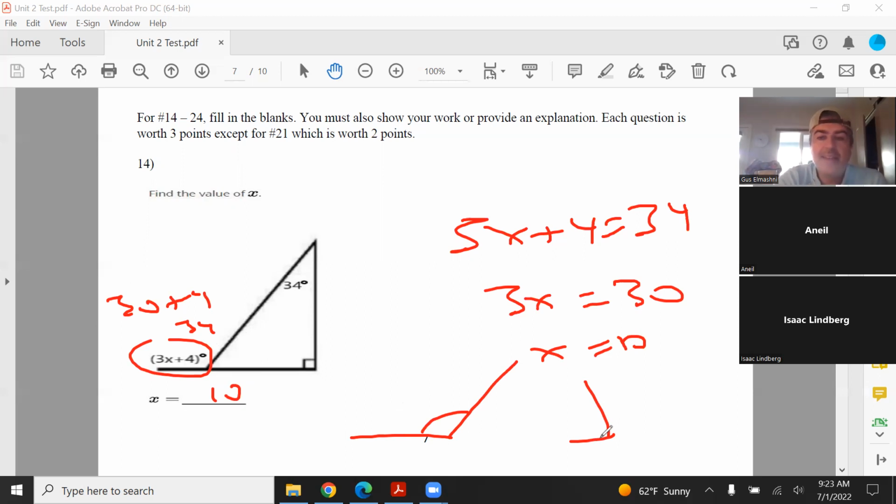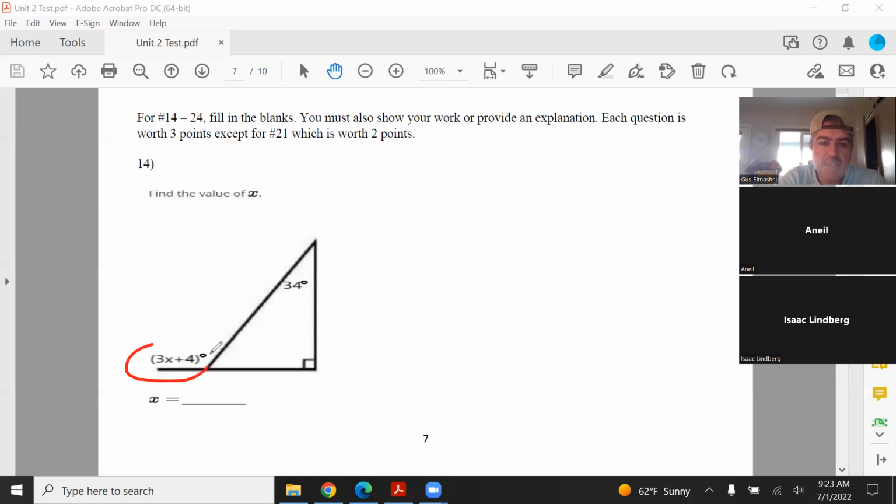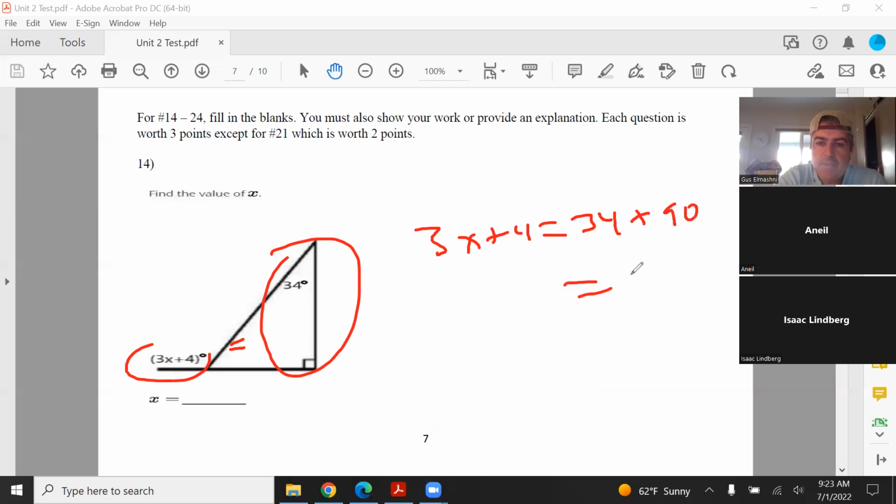Your notes had it. In fact, actually, no, I don't think it was in the reference sheet, but it was in your notes, and we did talk about it. What you have to do is this. That's going to equal the sum of those two. 3x plus 4 equals 34 plus 90. So you have 124. 3x equals 120. x equals 40.